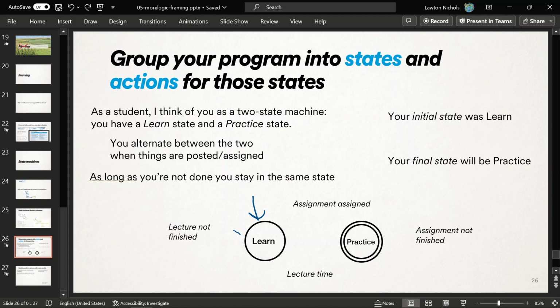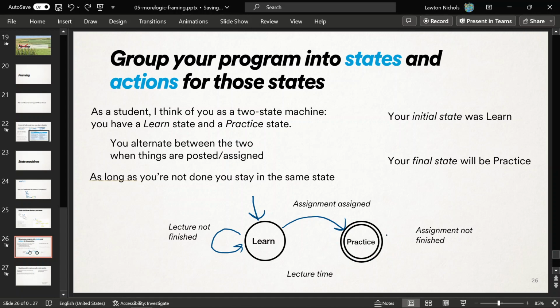As long as the lecture's not finished, you can have a transition that keeps you in the same state. It's fine. As long as the lecture's not finished, you keep learning, right? That's what you're doing now. And then the second I assign something and class ends, you follow that transition, and then you go to the practice state.